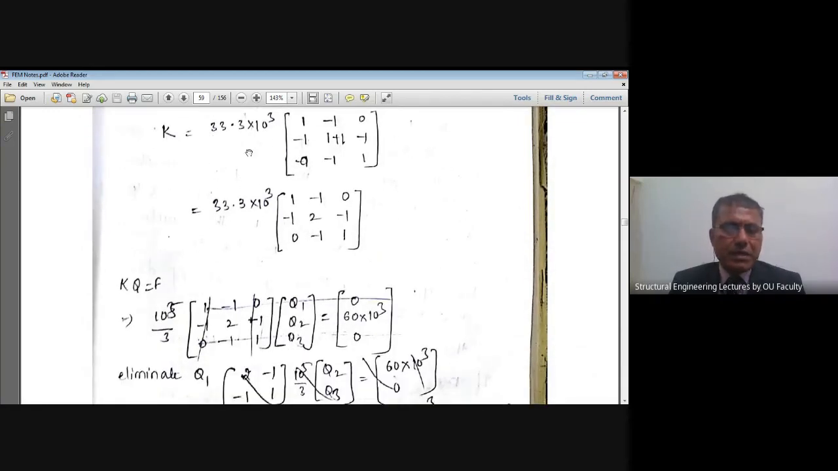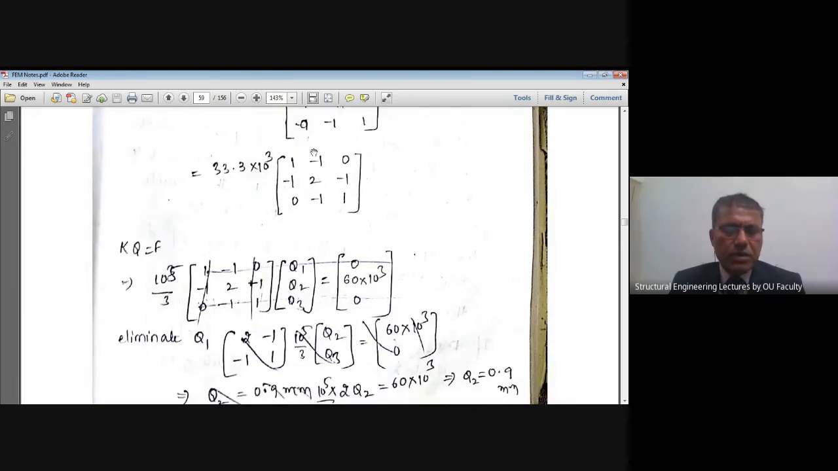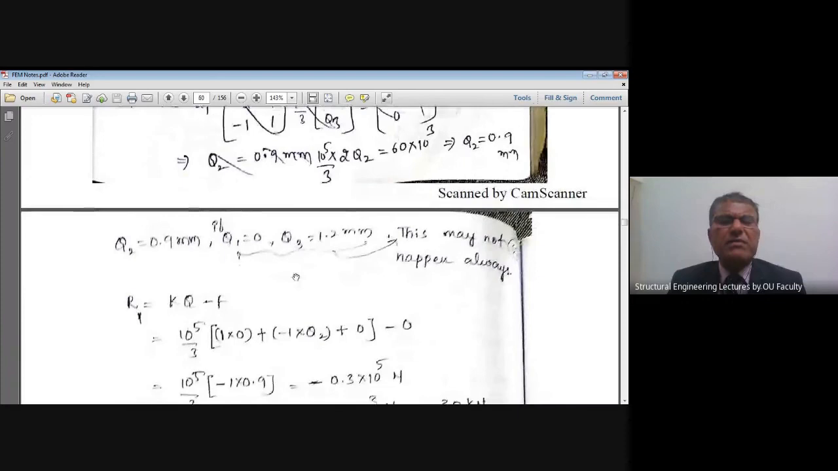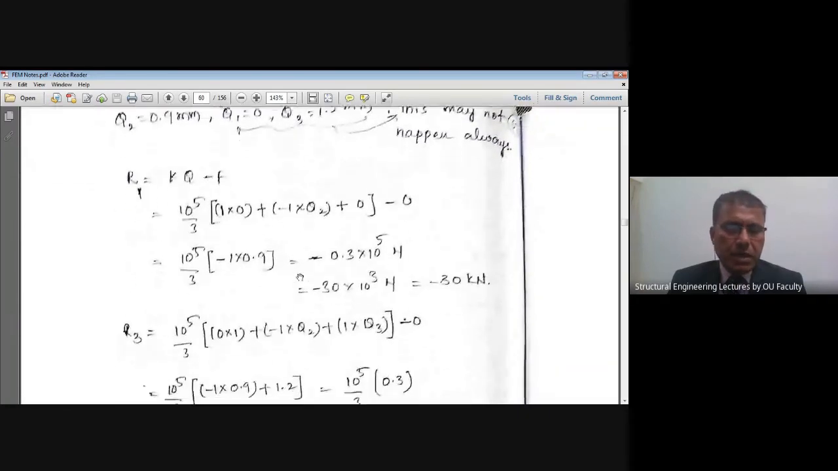Capital K is nothing but 33.3 × 10^3 times [1 -1 0; -1 1+1 -1; 0 -1 1], so the middle term becomes 2. That is how the 3 by 3 matrix is evaluated along the first, second and third degrees of freedom. But we are using the penalty approach.